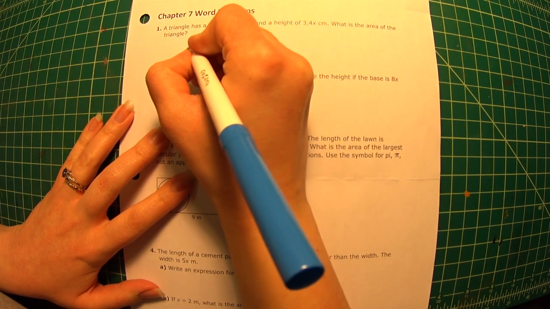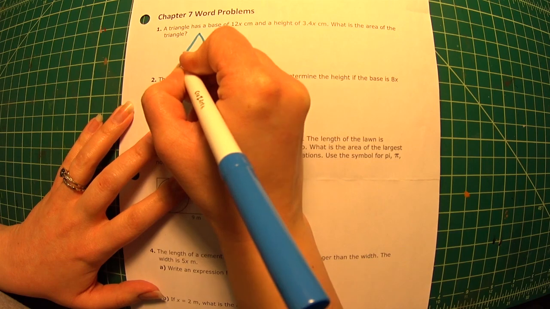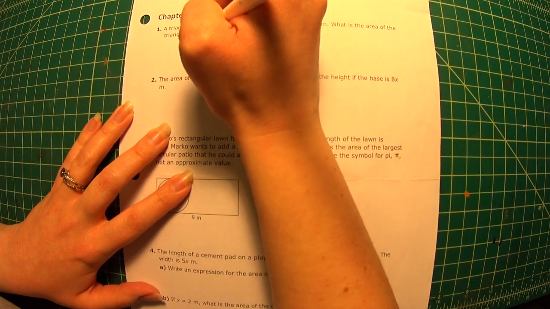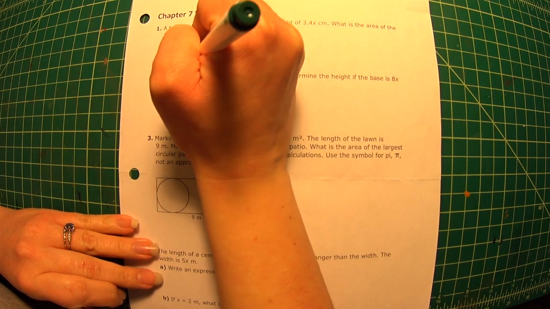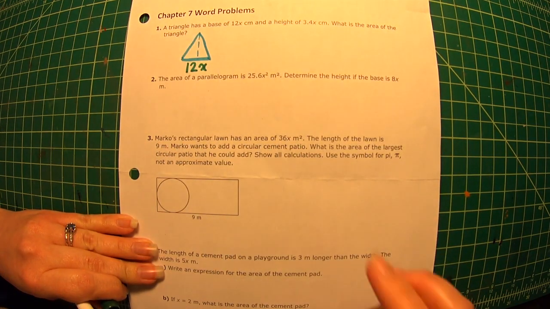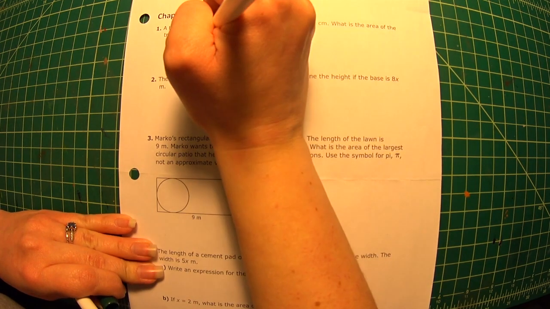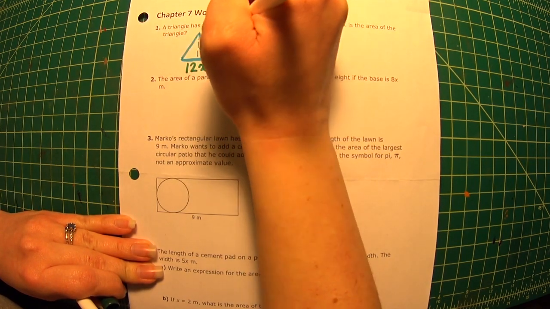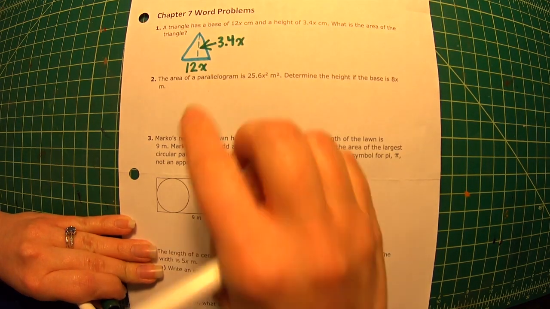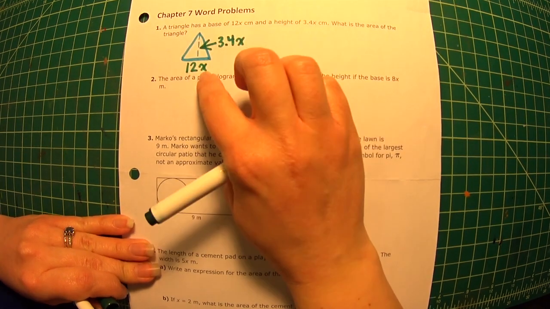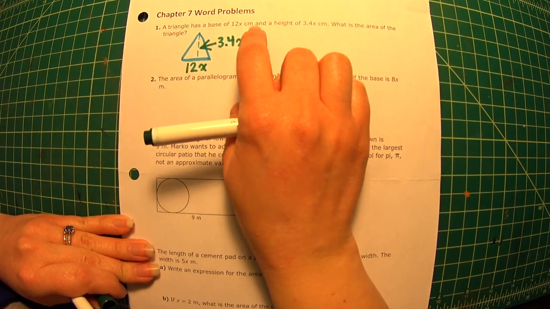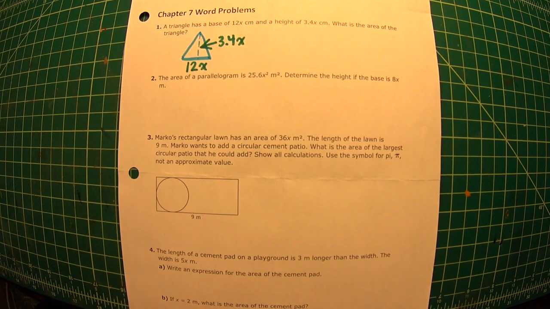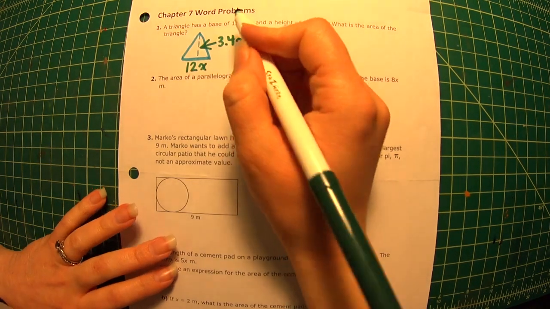Okay, so I always like to sketch out whatever the problem is talking about, just to give myself a nice visual. So here's my triangle. It tells me the base is 12x centimeters, and it tells me the height is 3.4x centimeters. You'll notice I'm just leaving off the units for now. I'm going to make sure that I put them back on my final answer, because when we're working with variables and units at the same time, sometimes it can get a bit confusing. So I'll bring back my centimeters in the end.